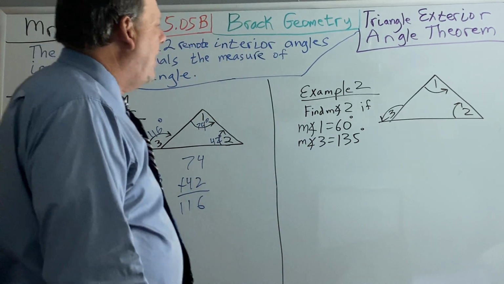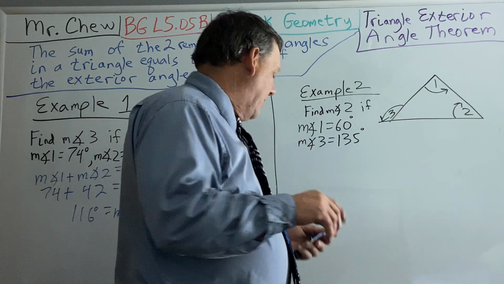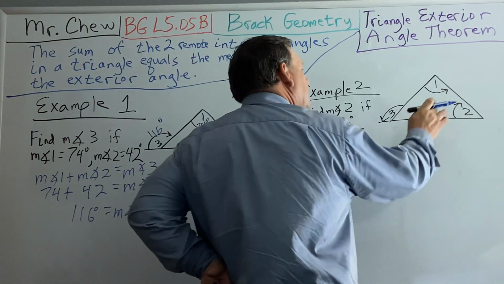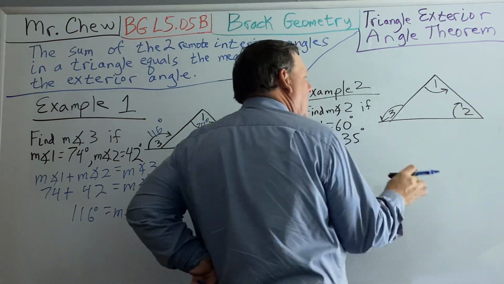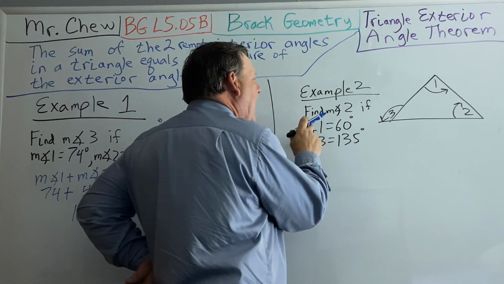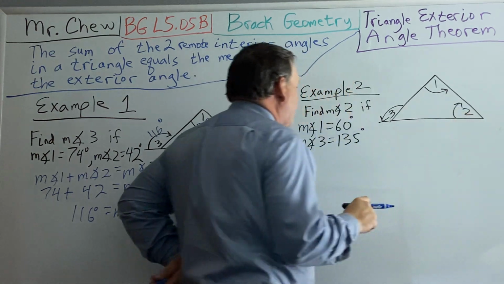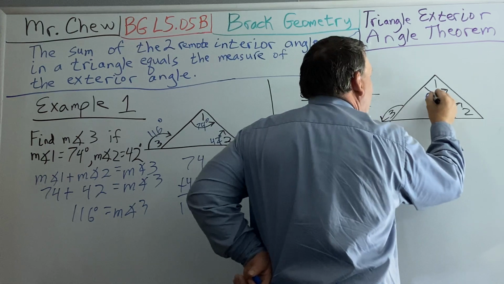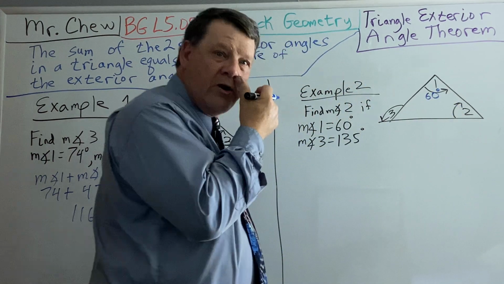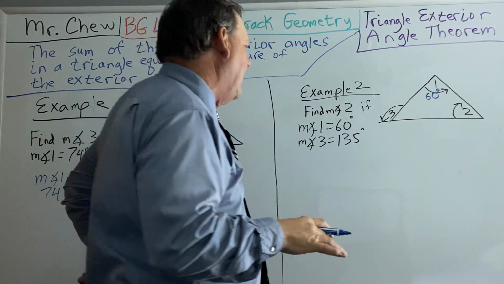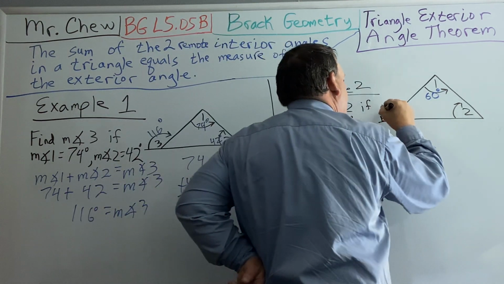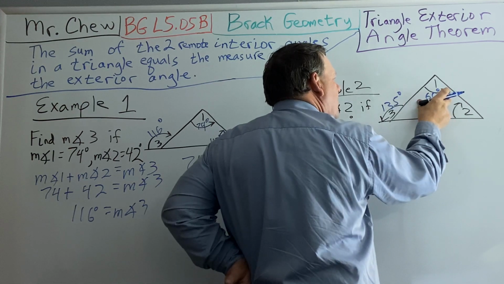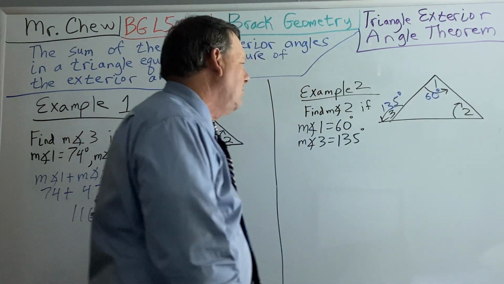Now let's use that same logic to do one that's just a little bit harder over here. So now we still have two remote interior angles, 1 and 2, and we still have an exterior angle, only now we don't know angle 2. But we know angle 1 is 60 degrees, and remember these triangles are never drawn to scale when I draw them by hand. And angle 3 is 135, which is that exterior angle. One of the two remotes is given, and I need to find the other remote.